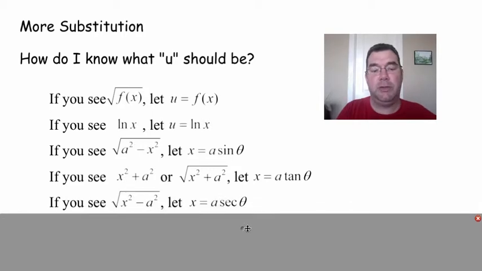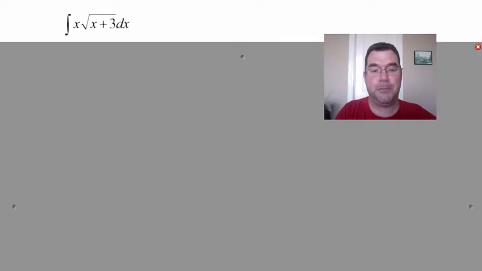And then the last one, if you see the square root of x squared minus a squared, you're going to let x equal a times the secant of theta. And again, you're going to have to find dx d theta to continue on with that question. So those are 5 tips that you can use. I'm going to give you an example of the first one and an example of the last one just to see why those are good substitutions.